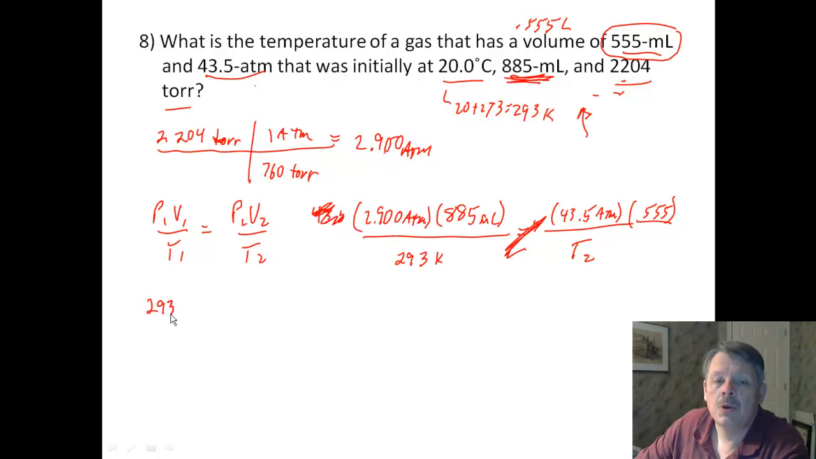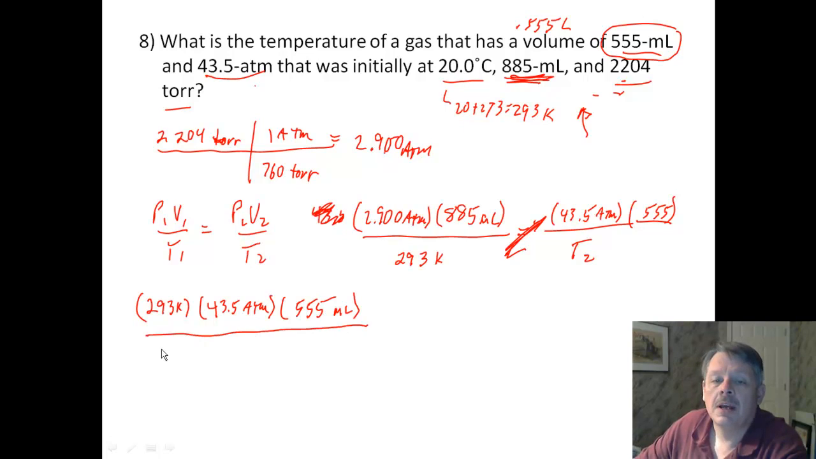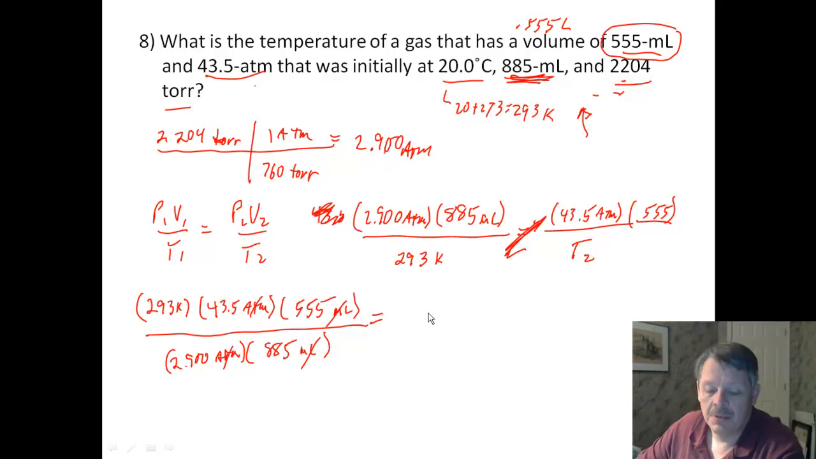So I take 293 Kelvin and I multiply by 43.5 atm, and I multiply by 555 milliliters, and I divide by what's left, which is 2.900 atm, and I divide by 885 milliliters. Notice my milliliters cancel and my atms cancel, leaving me with the Kelvin temperature, which is exactly what I want, which is 2750 Kelvin. That's a huge number.